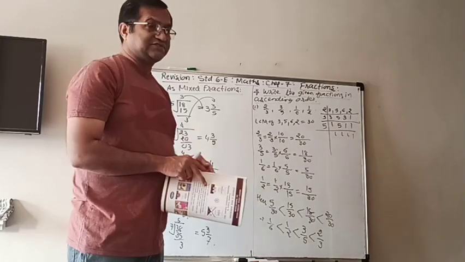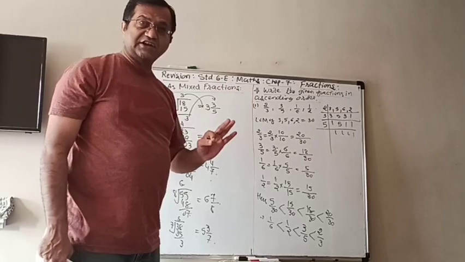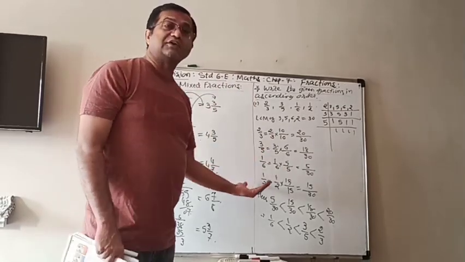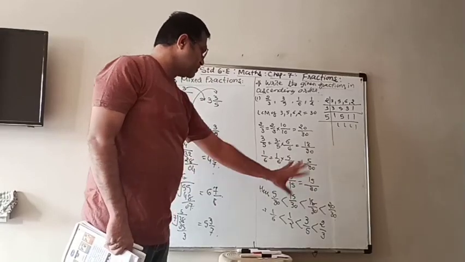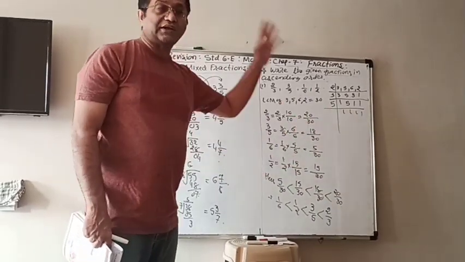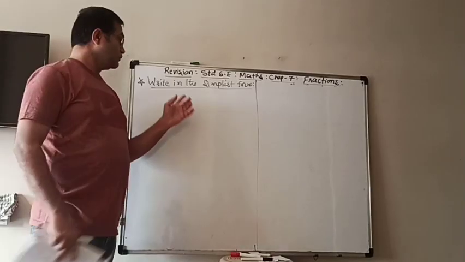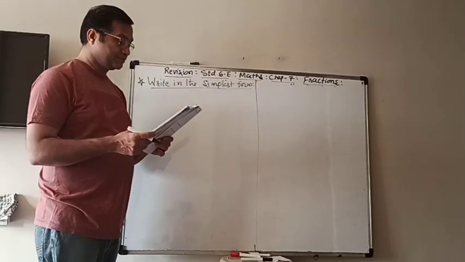So for ascending order or descending order, we have to do the same thing. For a descending order you have to do the same thing, but when you write down the answer you have to write from greater to smaller, meaning 20 upon 30 will be first and then you can write down like this. Now we have to write down the fractions in simplest form.